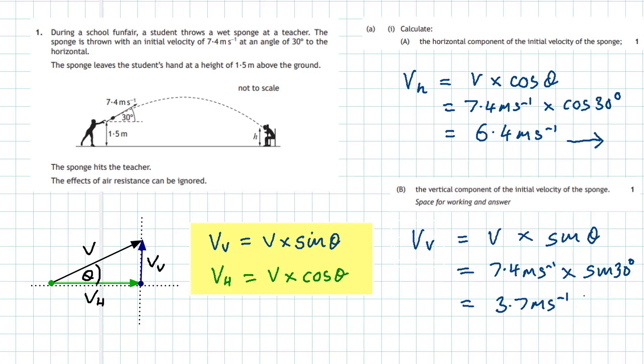And remember, that's the vertical component, which means the arrow will be pointing up the way, the component is up the way. So 2 marks right away. We've started the second section of the Higher.